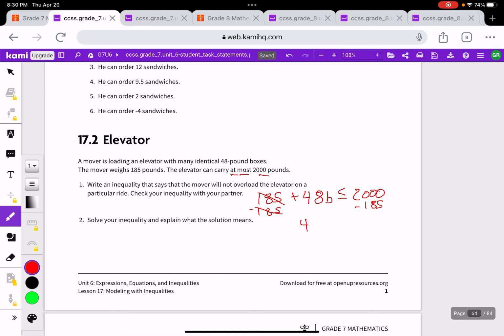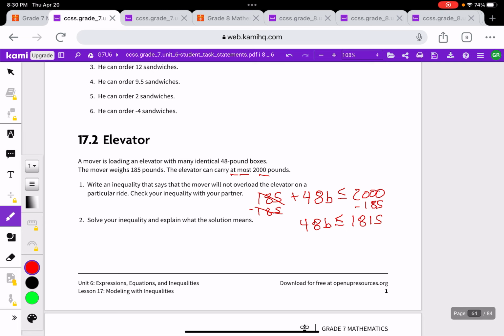2,000 minus 185, on the other hand, less than or equal to, is going to be 1,815, maybe? Hope that's right. 0, 5, 1, borrow, boom, boom, boom. That sounds about right. 185 plus that. So we've got 1,815 pounds left that we can distribute among 48-pound boxes. So what do we do now?